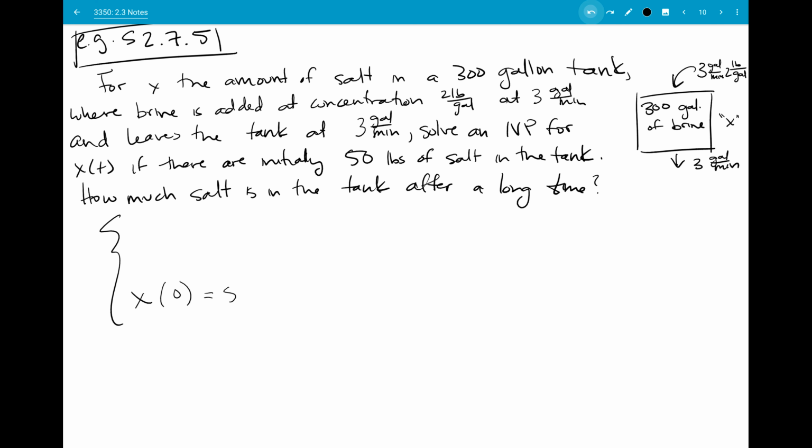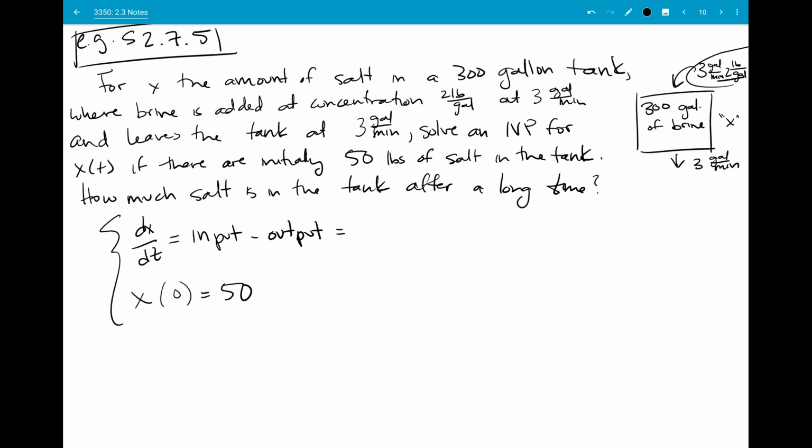Sorry, I was writing kind of up and down for a second, so hold on, let me fix that. Equals 50. And then the tricky part here is that we need to write our differential equation. So dx/dt is the change in the amount of salt in the tank over time. And at its simplest, we know that the way things change would be that we add on whatever we put in, and we subtract whatever we take out.